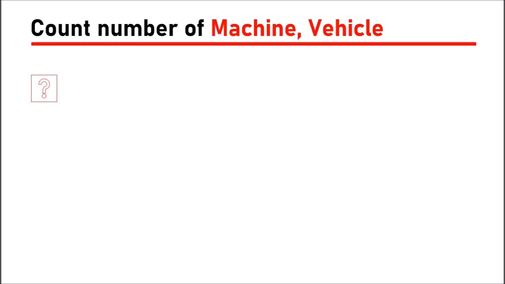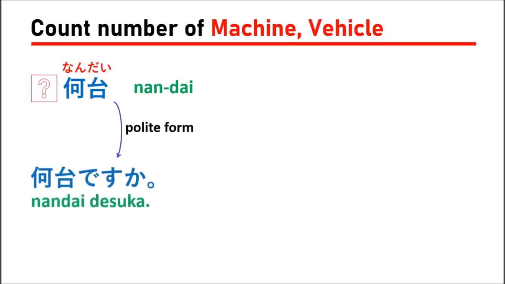And when you want to make the question, you can say Nan Dai. And when you want to say in the polite form, you could say Nan Dai desu ka, which means how many. And in this sentence, if you use Nan Dai with a car, it might mean how many car. If you use Nan Dai with a computer, it means how many computers.